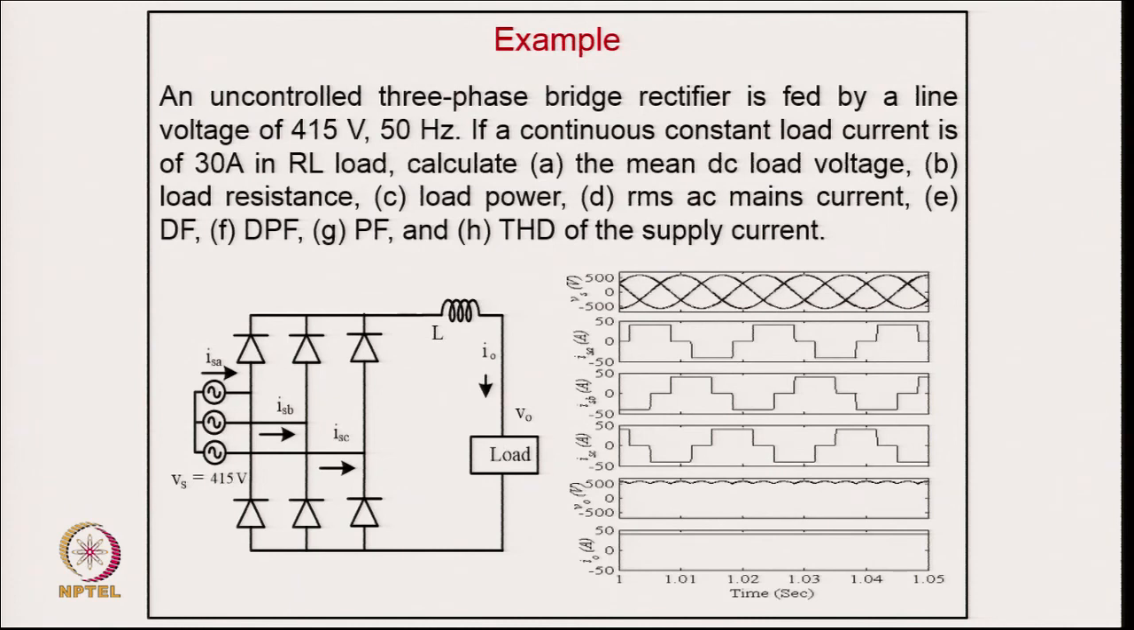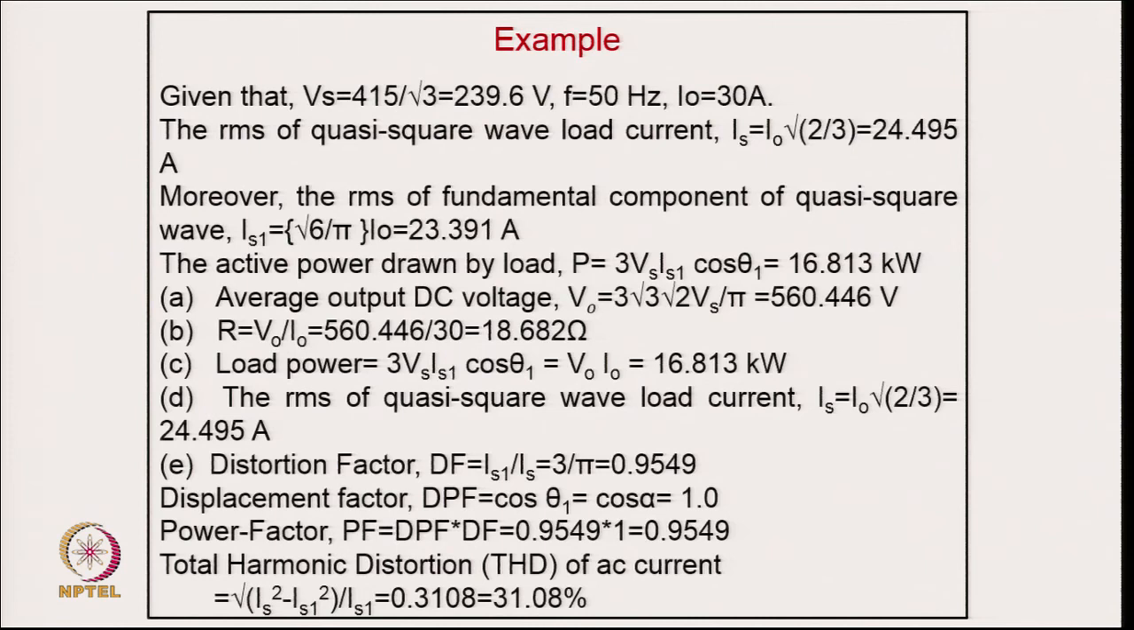Taking a typical example with a highly inductive load with a diode rectifier, after making a model with this data, you have the voltage, but the supply currents are quasi-square waves, along with output voltage and current. So these have a substantial amount of harmonics. We can calculate the RMS current and the fundamental current. Then we calculate the active power, output voltage, equivalent resistance, load power, supply RMS current, distortion factor because of harmonics, displacement factor, and then power factor. The power factor is poor because of harmonics, and THD of supply current is 31.08%.